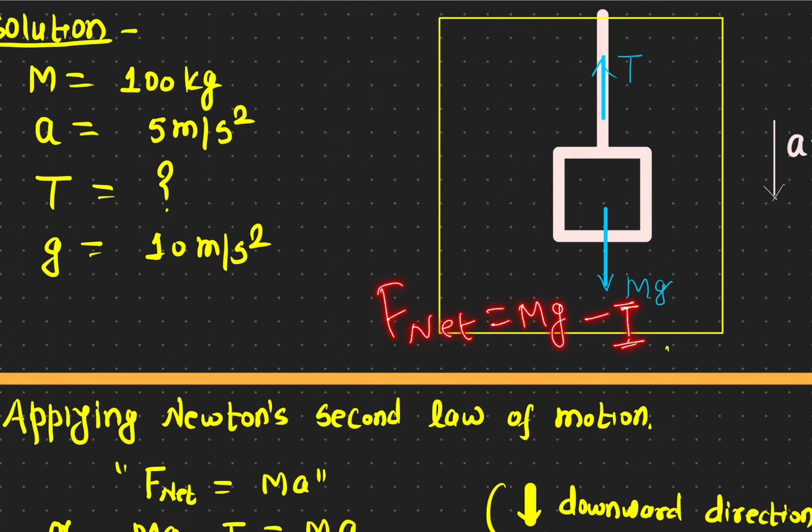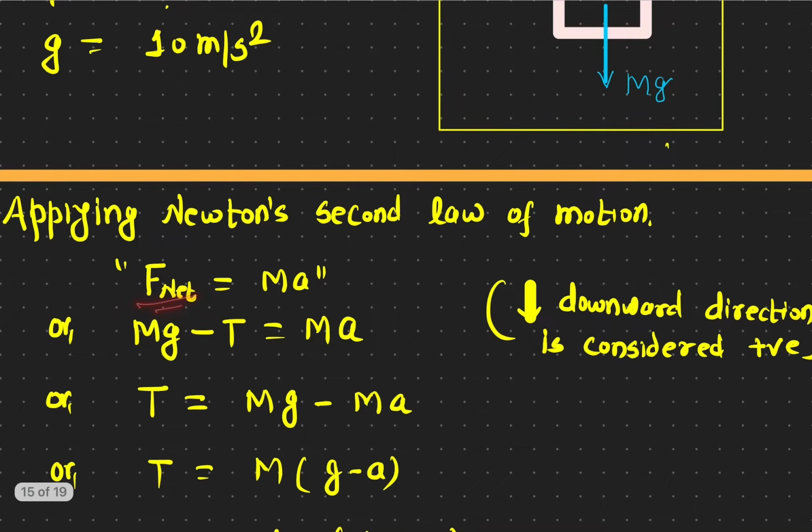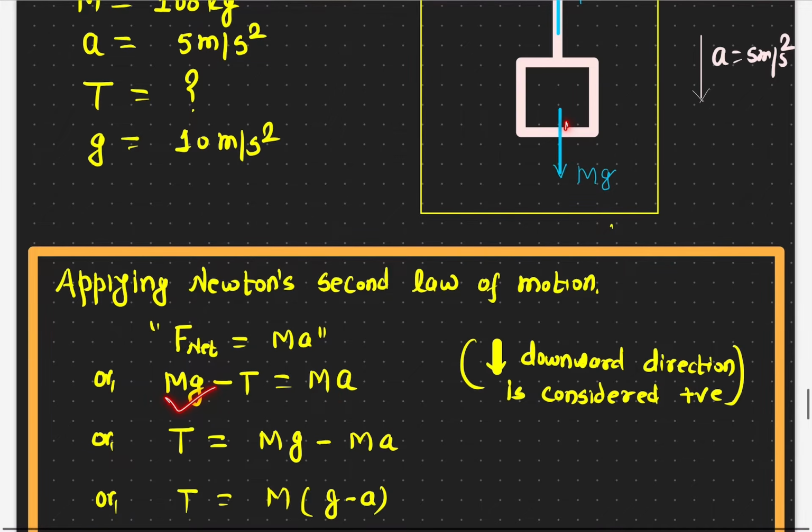And why negative T? Because it is in the upward direction, and I just mentioned all the forces in the downward direction are positive. So why did I choose the downward direction to be positive? For a simple reason, because acceleration is in the downward direction. In fact, you can choose upward direction to be positive, and you'll get exactly the same answer. It's entirely up to you to choose any direction to be positive or negative. So my net force is now mg minus T, and that's equal to ma. And we have to solve for the tension.